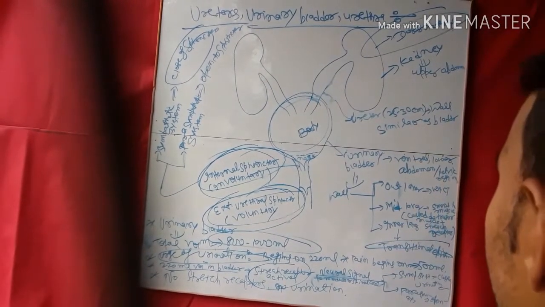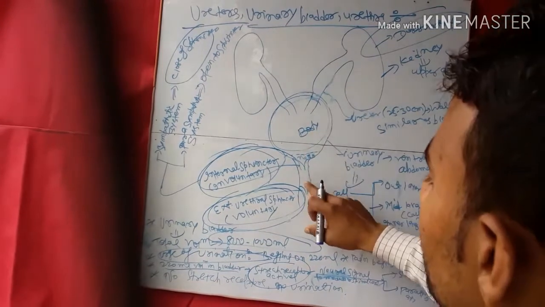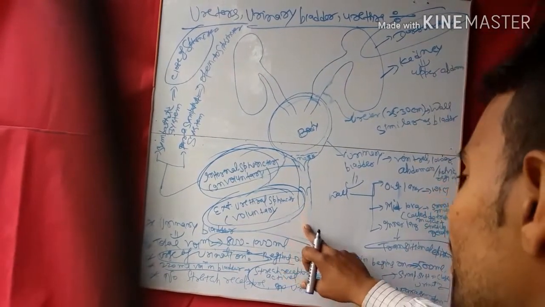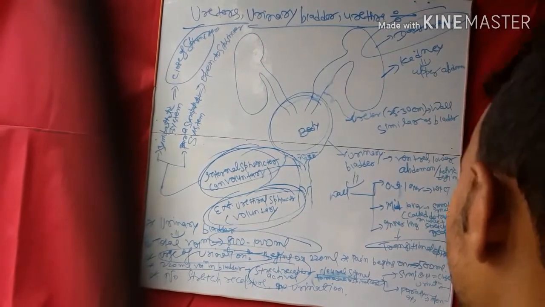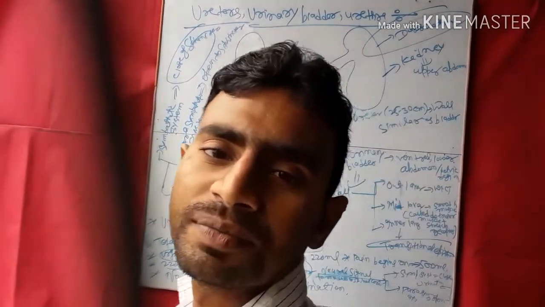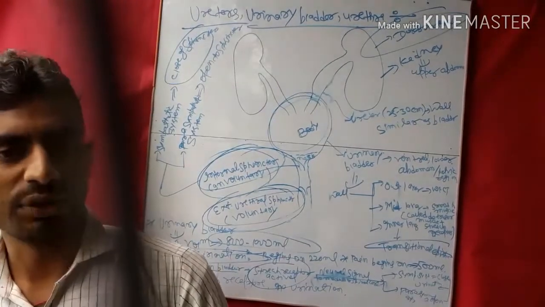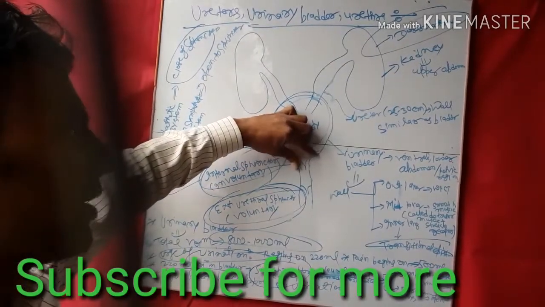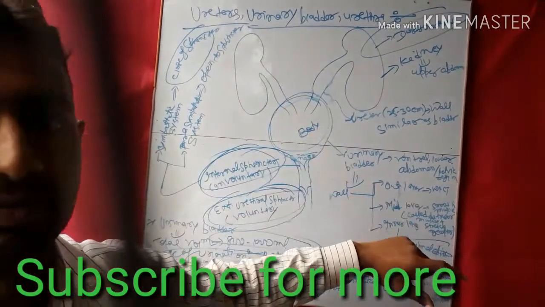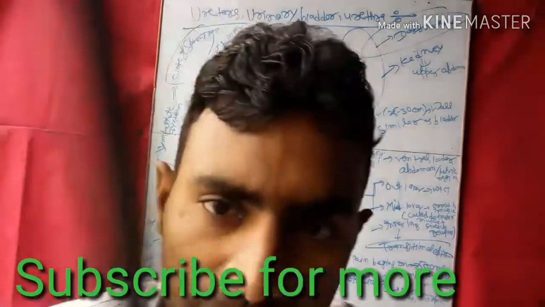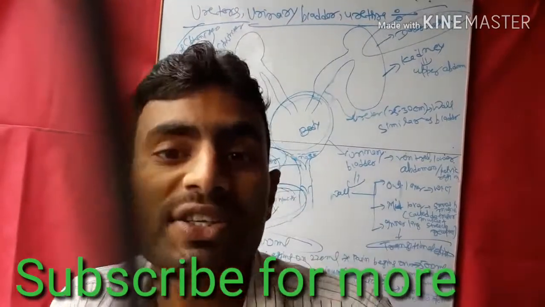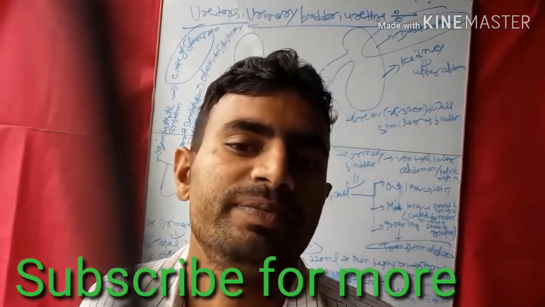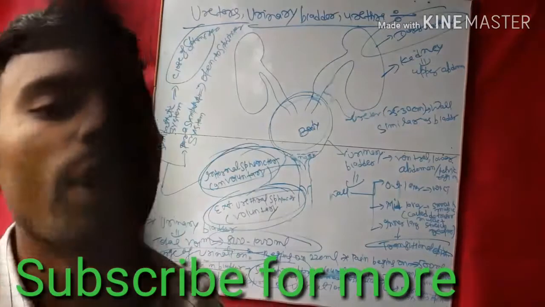After that, urine comes out through the external urethral sphincter. That is urination. Urination happens when the parasympathetic system opens the internal sphincter. Here you can understand: no stretch receptor, then no urination.